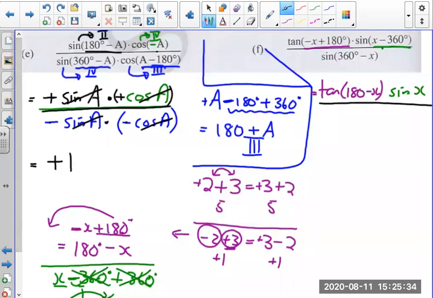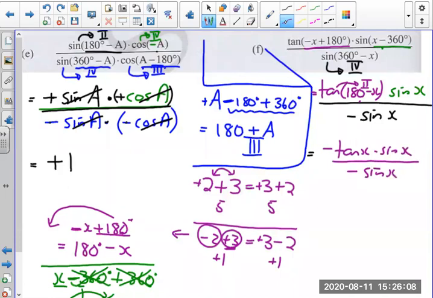And now I can carry on to the denominator. 360 minus x is in the fourth quadrant again. And sine in the fourth quadrant is negative. So that one I can change to negative sin x. And now I can say, okay, what happens to 180 minus x? Where's the angle? It's in the second quadrant. What's the sign of tan in the second quadrant? It's negative. Negative tan x sin x over negative sin x. Can you see that the minuses cancel, the sin x's cancel, and my final answer is just tan x.